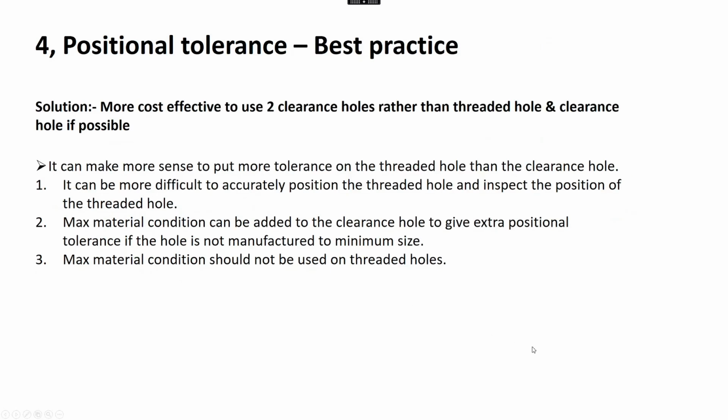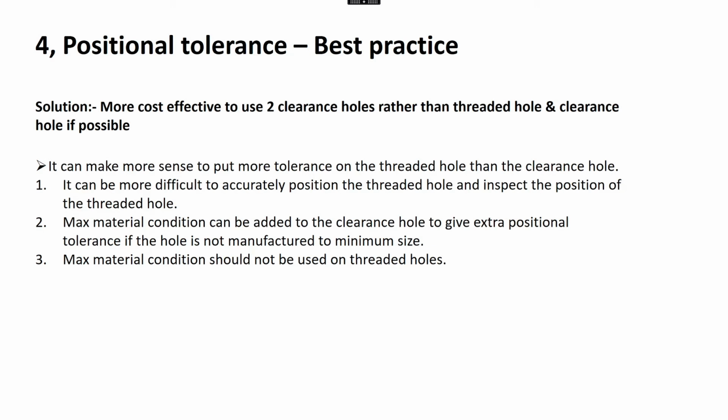So best practice. It could be more cost effective to use 2 clearance holes rather than a threaded hole and a clearance hole, if possible. So we've just proven that we've got twice the positional tolerance if we use a through hole and a through hole than a through hole and a threaded hole. So it can be a lot cheaper with a through hole and a through hole for manufacture.